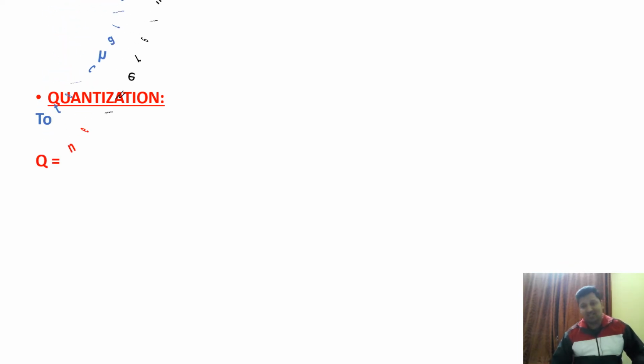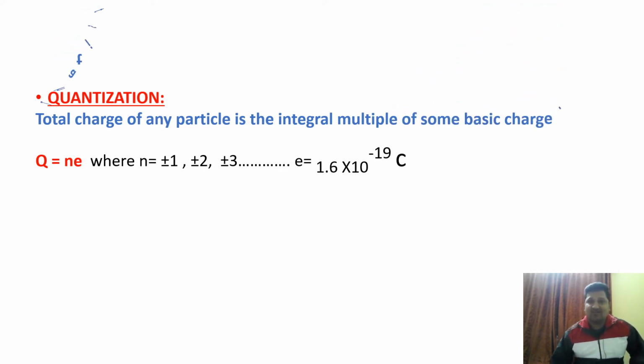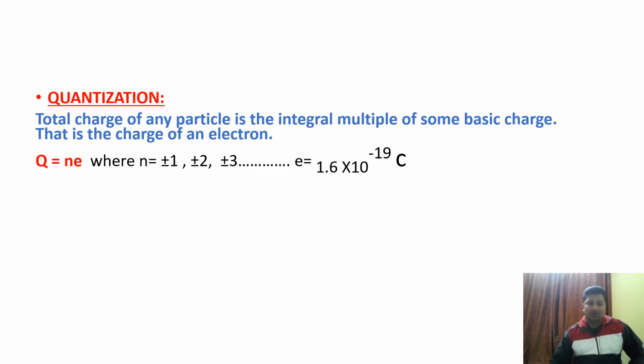Now let's discuss another property, that is quantization. What is quantization? The total charge of any particle is an integral multiple of some basic charge, that is the charge of an electron. So Q equals n times e, where n is an integer, plus or minus 1, plus or minus 2, plus or minus 3, etc. And small e is the charge of an electron, that is 1.6 times 10 to the power minus 19 coulomb. For an electron, it is negative. For a proton, it is positive.